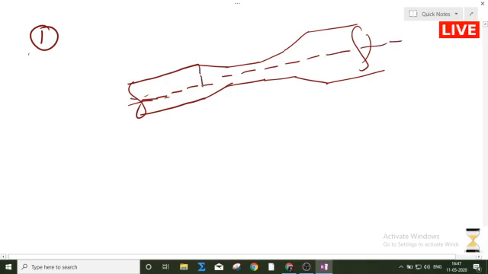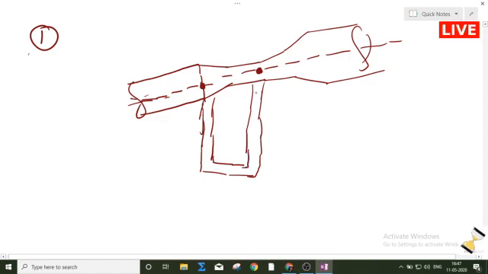Suppose this is my inlet of the pipe, this point is called the inlet of the pipe, and this point is called the throat of the pipe. Now I have connected one U-tube manometer to both points. So what will happen? Velocity will increase at point number 2, so this is point number 2 and this is point number 1. Velocity increases, pressure will be reduced, so the manometric fluid will be displaced like this.